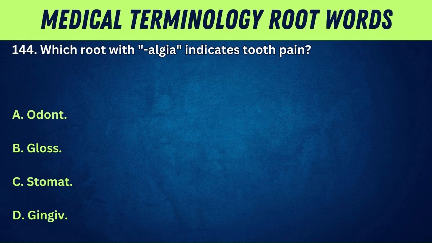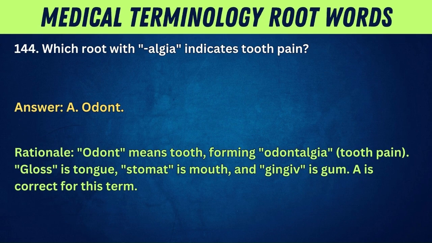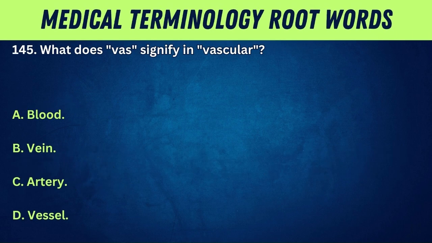144. Which root with algia indicates tooth pain? A. Odont. B. Gloss. C. Stomach. D. Gingiv. Answer: A. Odont. Rationale: Odont means tooth, forming odontalgia, tooth pain. Gloss is tongue, stomach is mouth, and gingiv is gum. A is correct for this term. 145. What does vas signify in vascular?